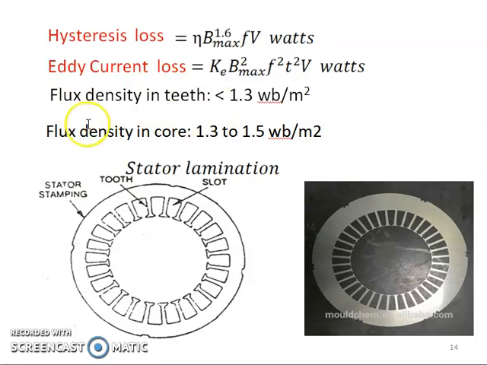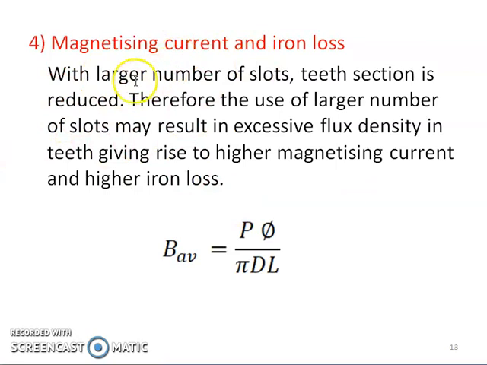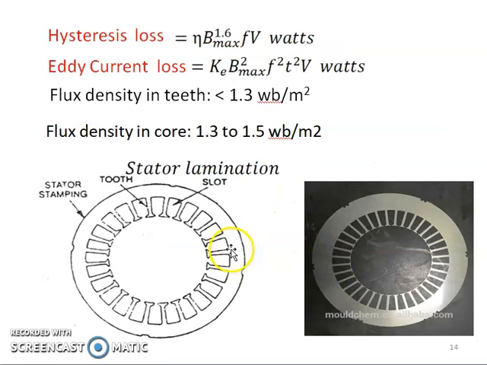And the limitation while choosing flux density in the teeth section is it should be less than 1.3 Weber per meter square, and flux density in the core is 1.3 to 1.5 Weber per meter square. So by seeing this, if the designer chooses a large number of slots, definitely magnetizing current as well as iron loss will increase.